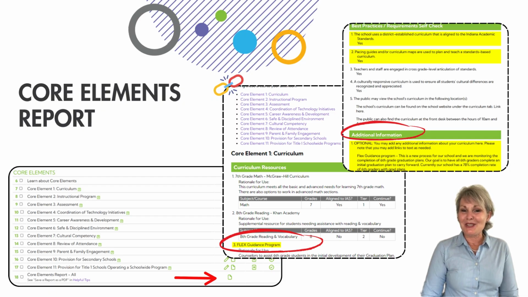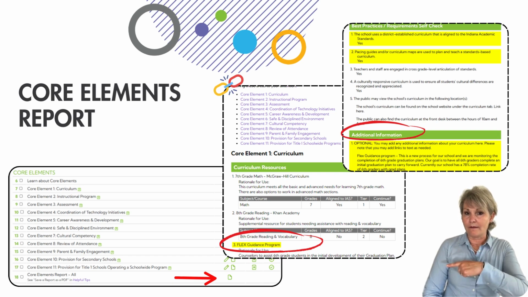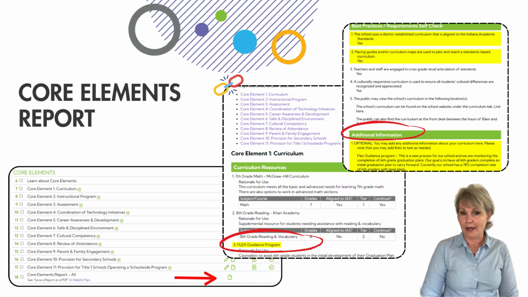In step 18, you will find the report view of all the core elements. This is where all the information that you input in the core elements sections will be compiled into one report. We have also highlighted those sections that you indicated for Planning Committee consideration. Notice on the screen, we have the Flex Guidance program highlighted, as well as the additional information for Flex Guidance we added and selected for Planning Committee consideration. When the report is sent to your committee, these questions will be brought to their attention.